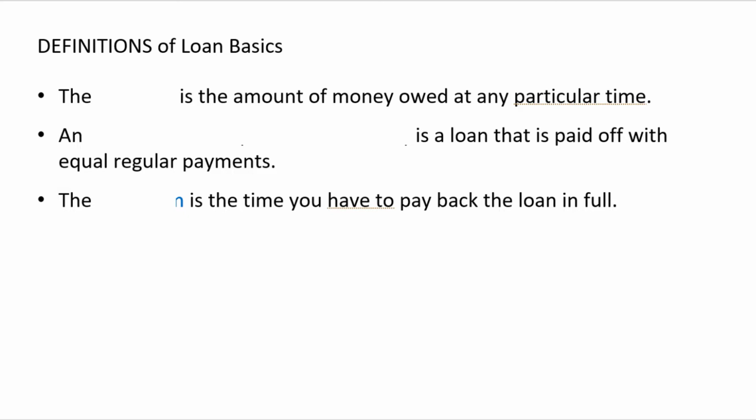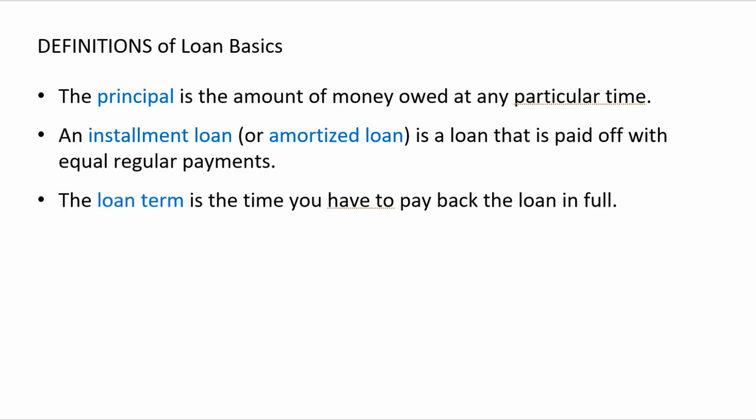Definitions of basic loans. The principal is the amount of money owed at a particular time. An installment loan or amortized loan is a loan that is paid off with equal regular payments. The loan term is the time you have to pay back the loan in full.